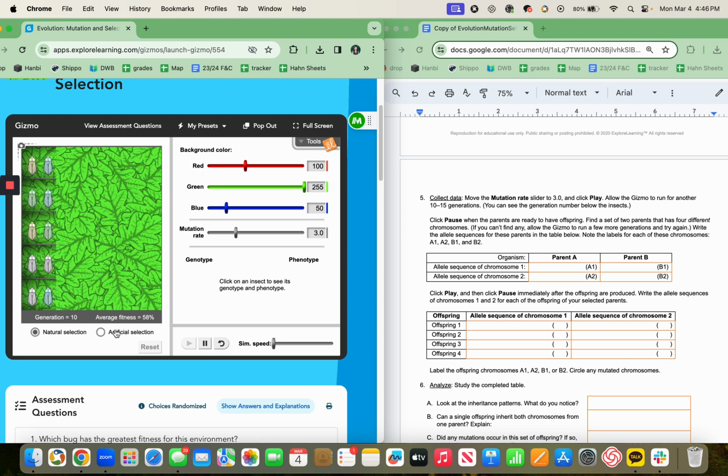Okay, so 10 to 15 generations. We'll go ahead and pause it. I'm going to pause when the parents are ready to have an offspring. Okay, so.